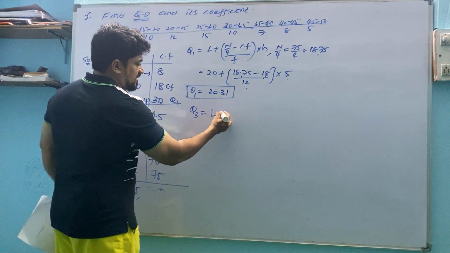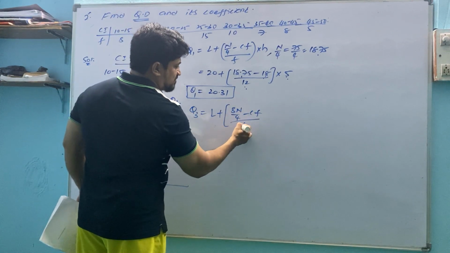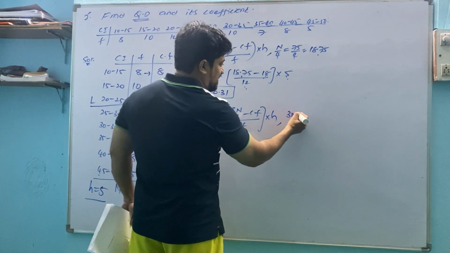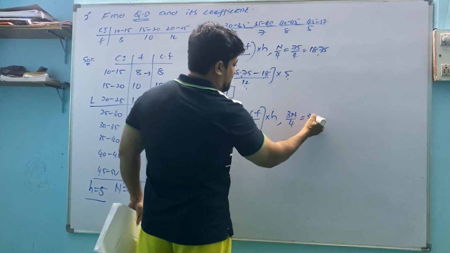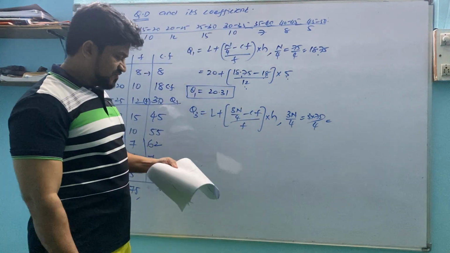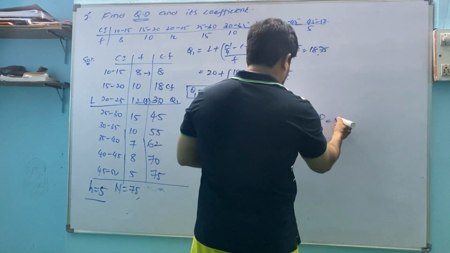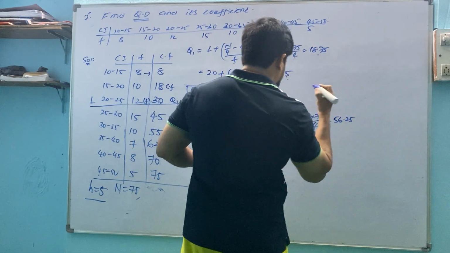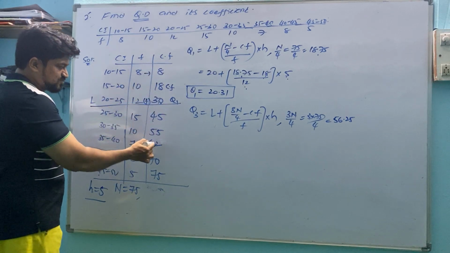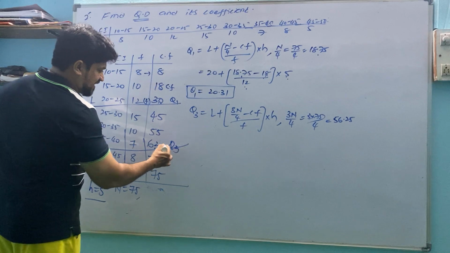Then Q3 is L plus 3n by 4 minus CF by small f into h. So 3n by 4 you should calculate: 3 into n by 4, 3 into 75 divided by 4, which will be 56.25. Now we should check that 56.25 in the CF column. 56.25 is contained in 62. So this is our Q3 line.